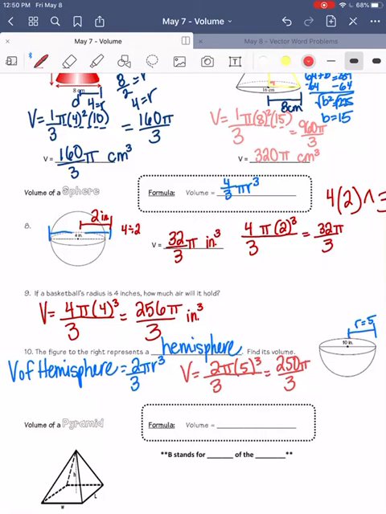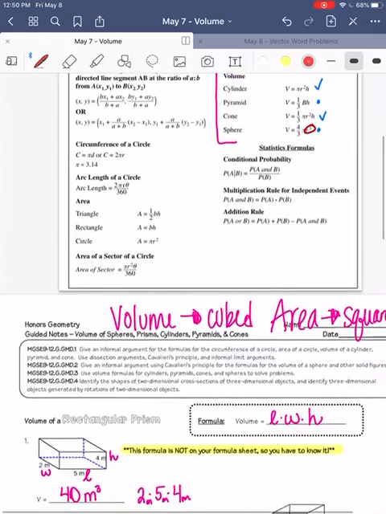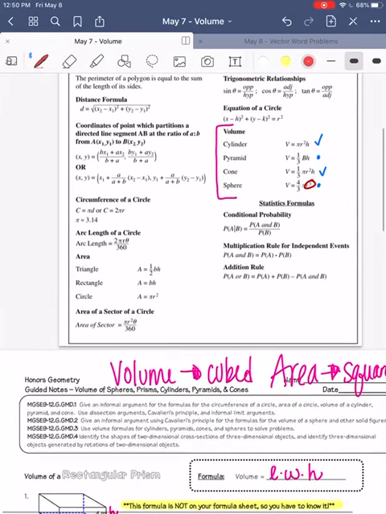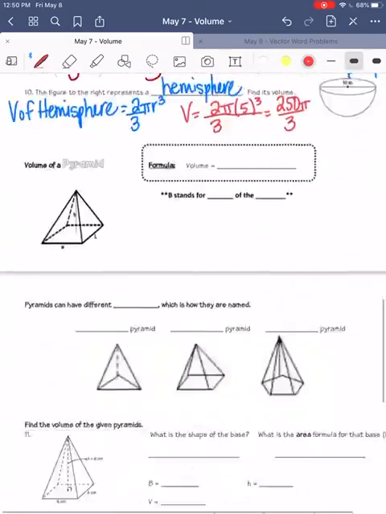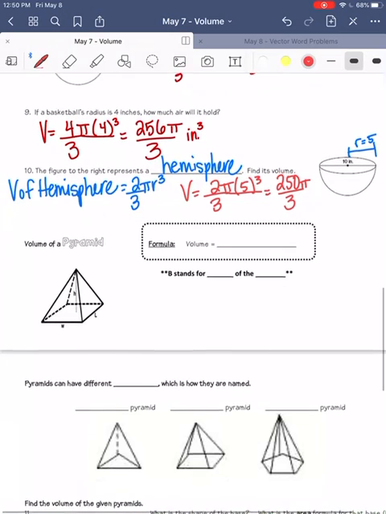Now we're going to go to, so that was sphere and hemisphere. So now let's go to pyramid. And I'm going to tell you that pyramid, I'm going to go ahead and preface that pyramid is the most complicated formula because of this right here, the capital B. So let's write the formula and then I'll explain why.